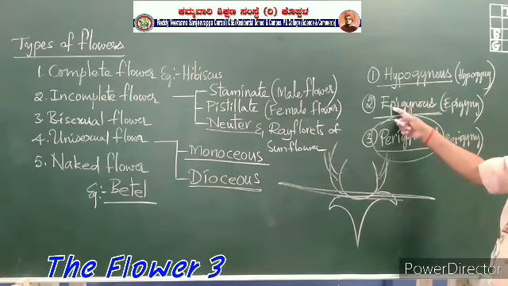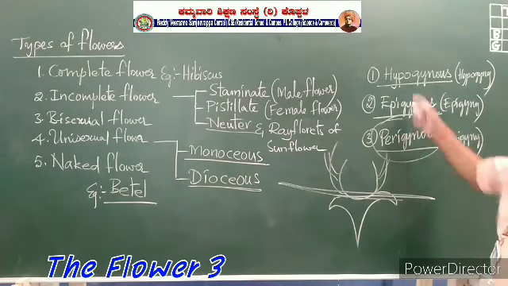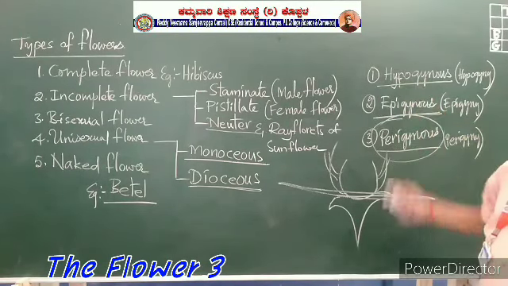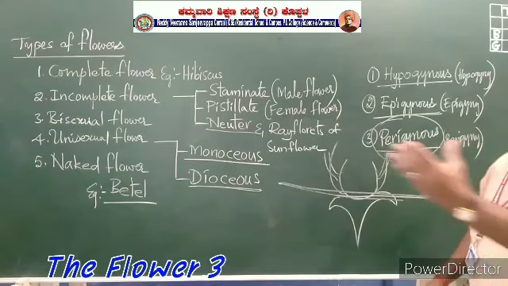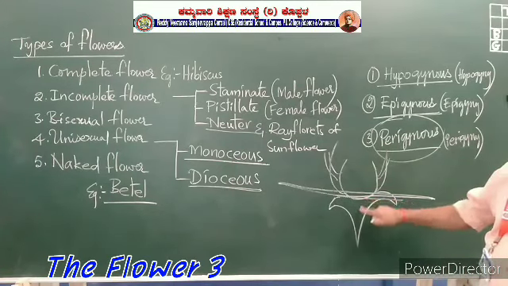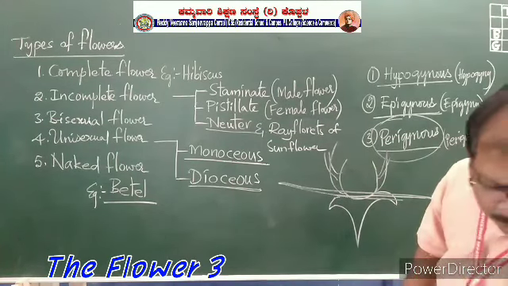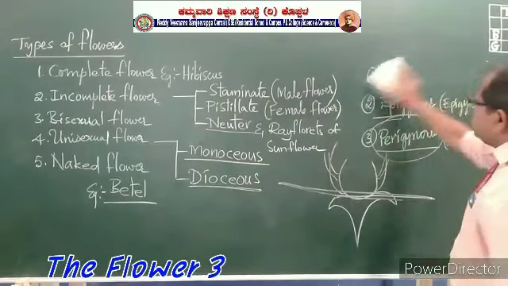Hypogynous flower, epigynous flower, and perigynous flower. These are the different types of flowers based on the position of the ovary on the thalamus. Okay, and now a very important structure.